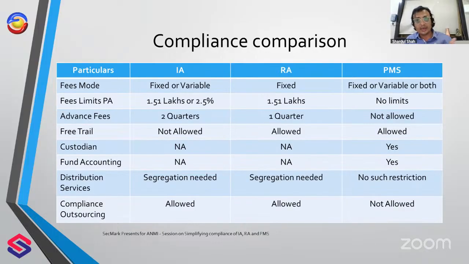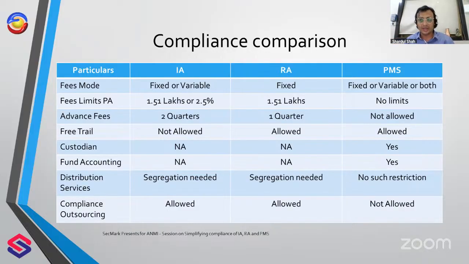Yes. In both IA and RA, limits are there with regard to the fees to be charged from the customer. For IA, if you are charging fixed fees, you have to make sure that the total fees in a year do not exceed rupees 1,51,000 per annum per client family. If you are charging variable fees, you have to make sure that your total fees do not exceed 2.5% of the asset under advisory.